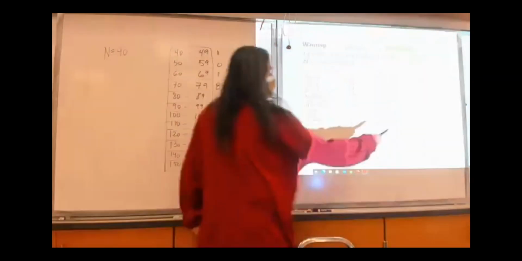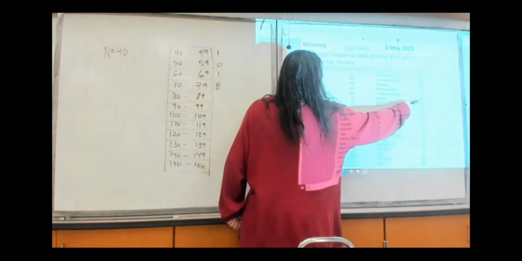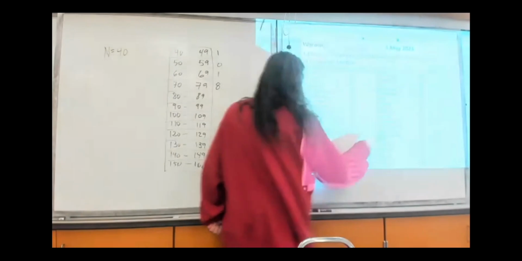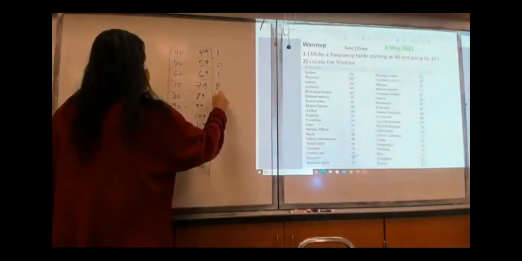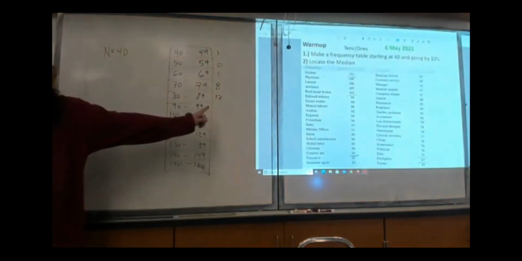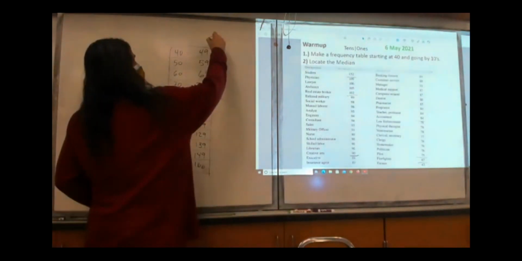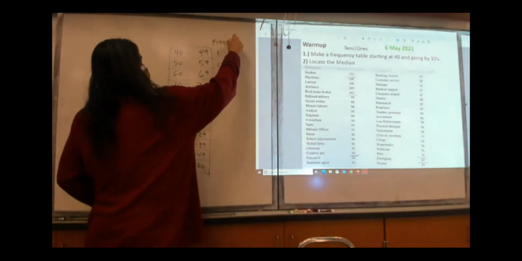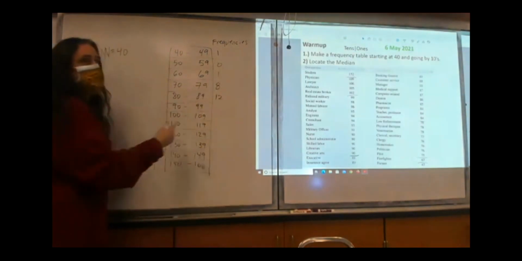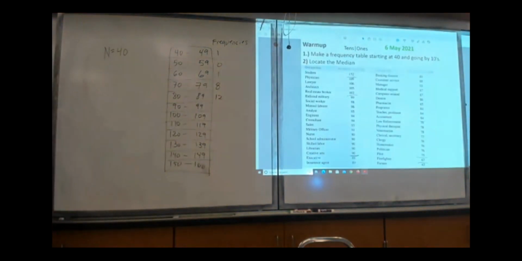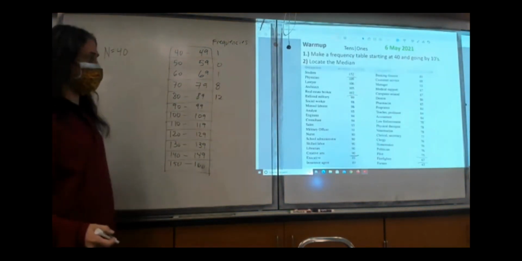Okay, how many 80s? 1, 2, 3, 4, 5, 6, 7, 8, 9, 10, 11, 12. All right, that's what these mean. We call those frequencies. How many numbers occur within each interval? So it's a matter of counting how many there are.